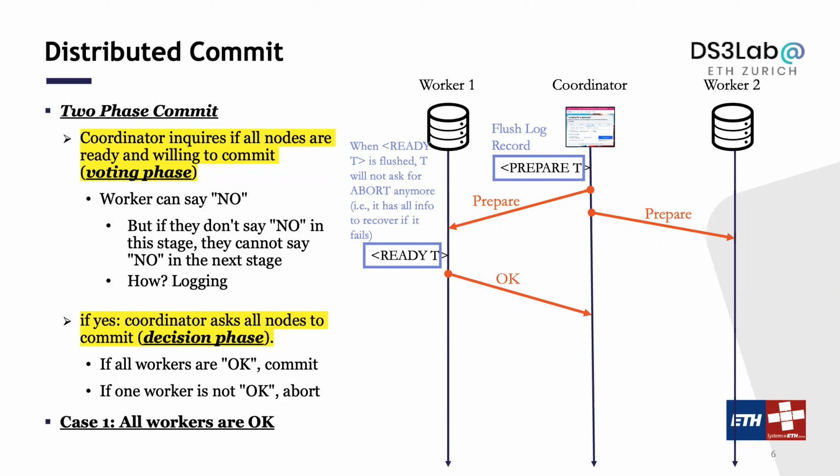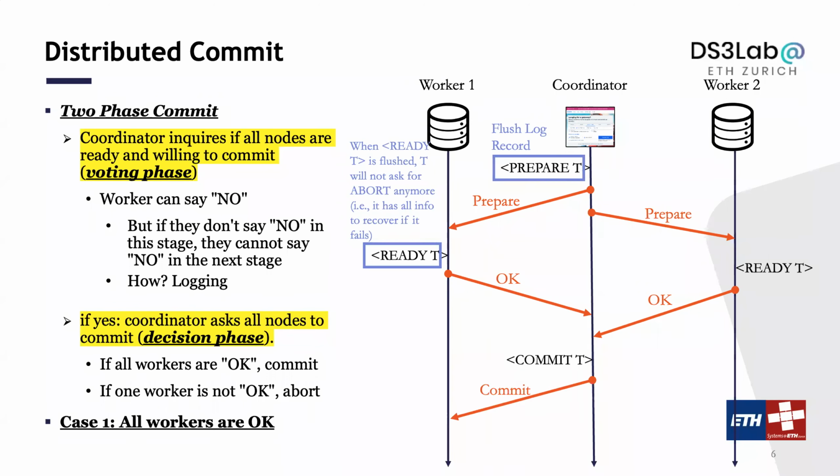And then if it is okay, it returns to the coordinator, saying okay, I'm fine, I'm okay with commit. Similarly, worker two does the same thing and sends back a message. That brings the coordinator to the voting phase. Essentially, the coordinator says, okay, now everyone says okay. Let me put the commit record in my log and flash it out. So that's my decision. I decided to commit.